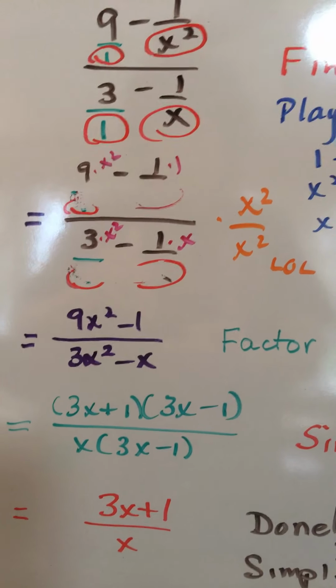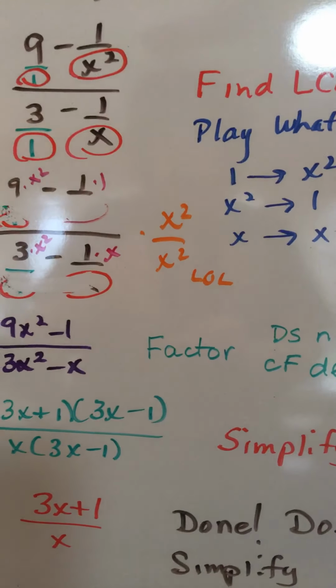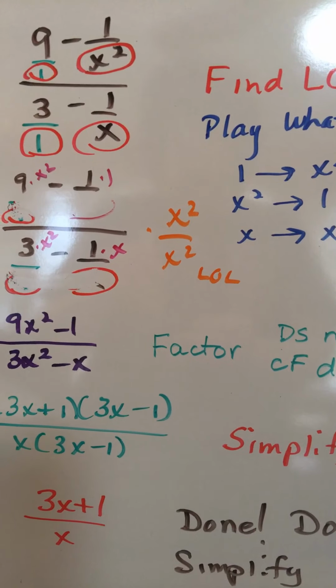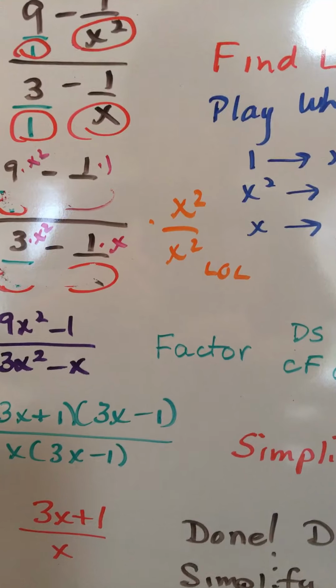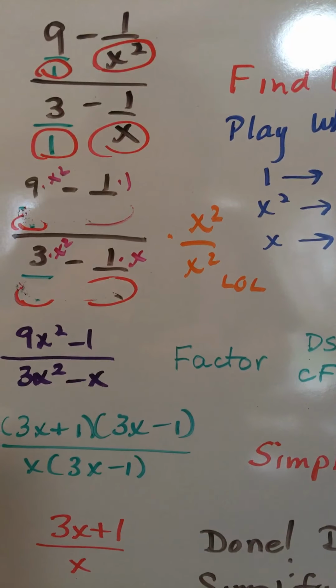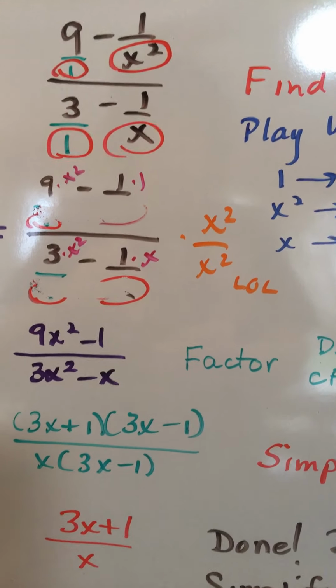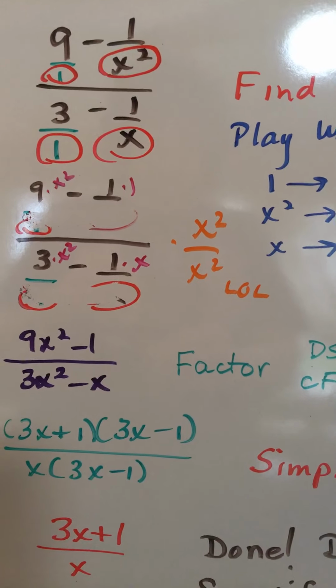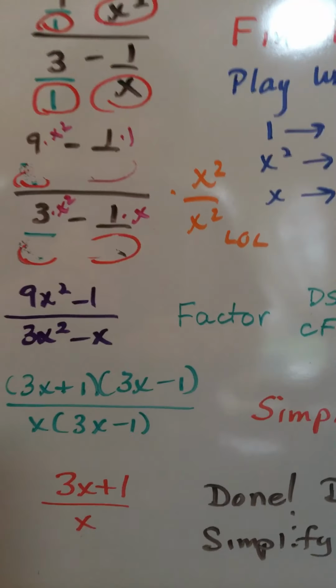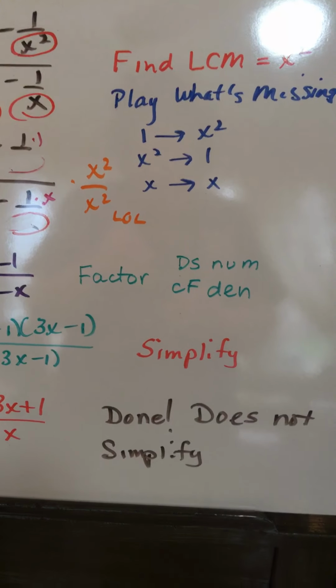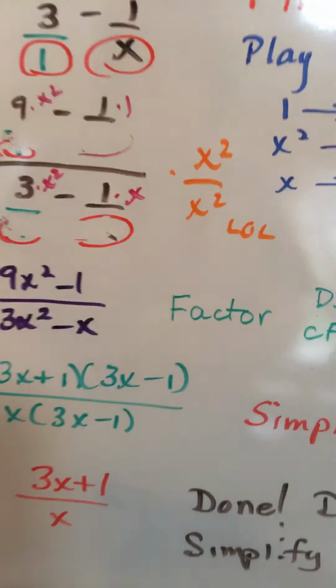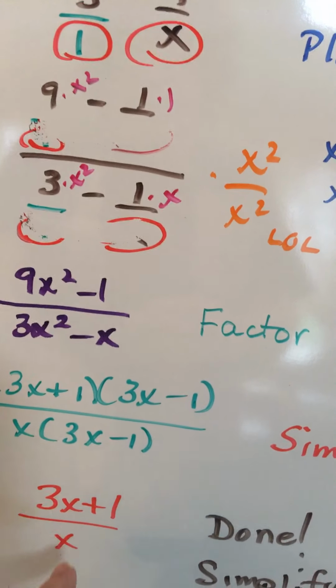After we common factor, we see that both terms have 3x minus 1. Both numerator and denominator have 3x minus 1. Since these are all multiplies and divides, we can divide, simplify, reduce, cancel, and we get 3x plus 1 over x. We're done because nothing else simplifies.